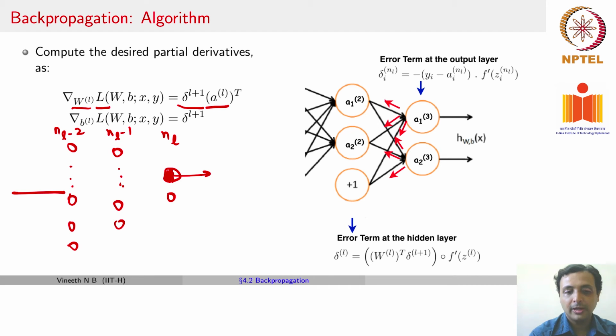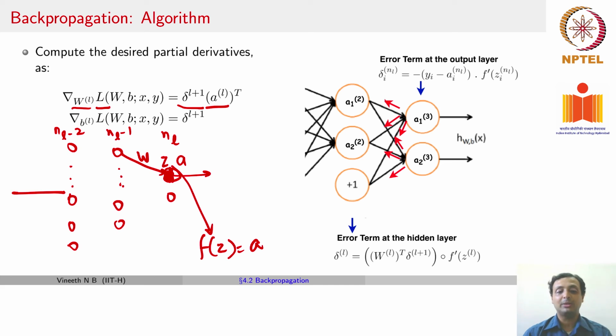Now, in the last node in the output layer, let's draw that a little bit bigger. This W is what we want to compute the gradient with respect to, giving Z, and when you apply the activation on Z, it becomes A. So the way Z and A are related is f of Z is equal to A, where f is the activation function of your choice. And this A is finally used to compute your final loss function. Remember, we said it is y minus A whole square, where A is the output and y is the expected output.